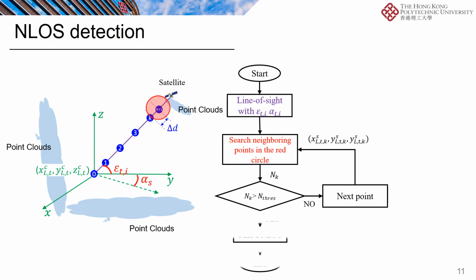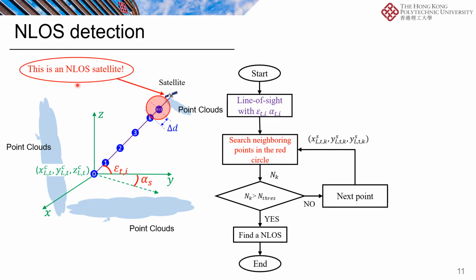Until we find that some points are located inside the circle, which means this direction is blocked, and this is the NLOS satellite. Okay, we found the NLOS satellite.